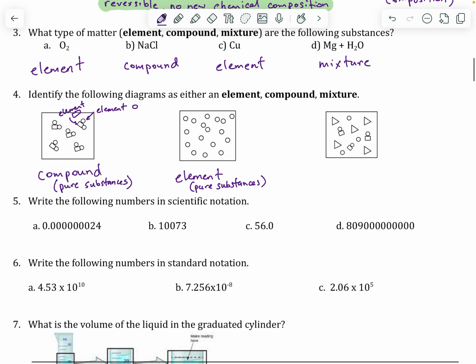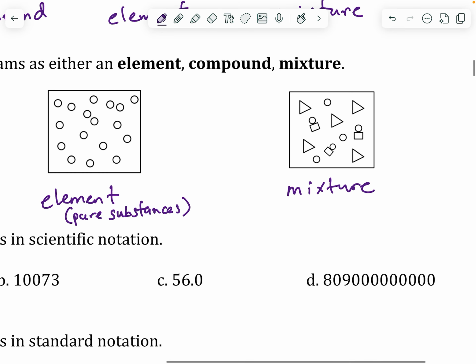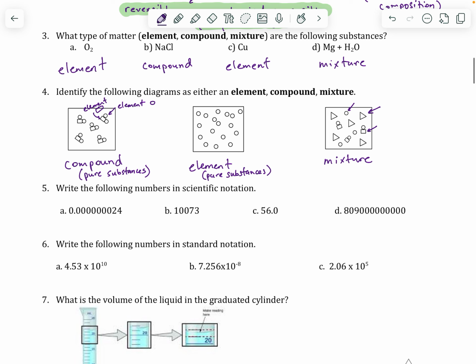And then, of course, here we have a mixture, and that's because there are a bunch of different shapes. I mean, right, we have element circle here. We have element triangle. We have element rectangle that's bonded to an element circle. Right? A bunch of different things that are not exactly alike and exactly replicating one another. So that is why this would be considered a mixture there.